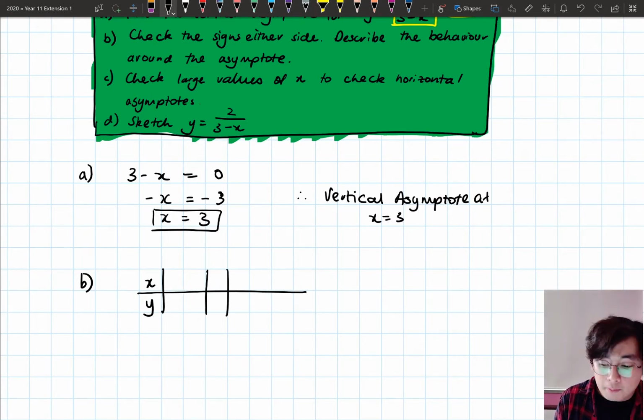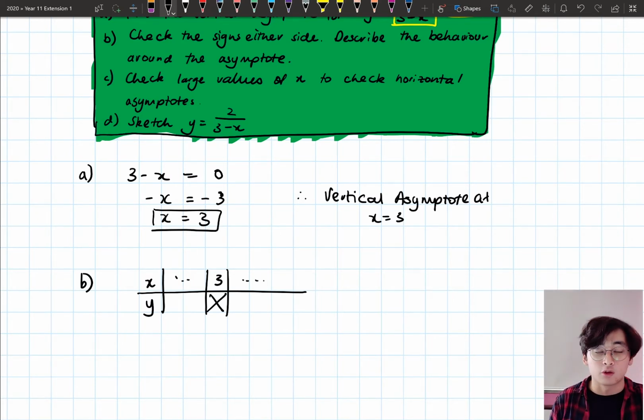I'm going to put my vertical asymptote value in the middle, and I know that because it's a vertical asymptote, there's no y value that exists for that point. So I'm going to put a big old x there. Okay, what I'm going to do is pick values to the left here, and pick values to the right here.